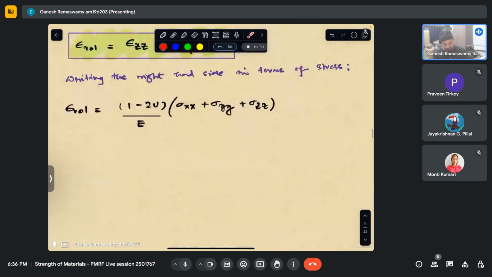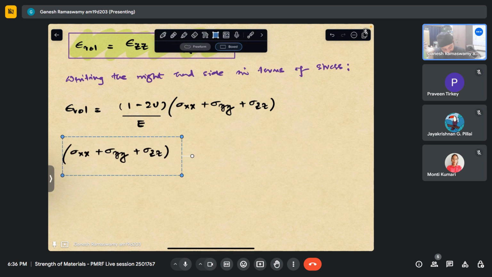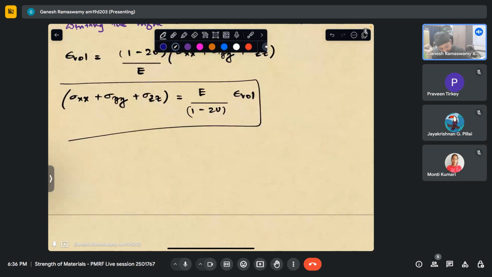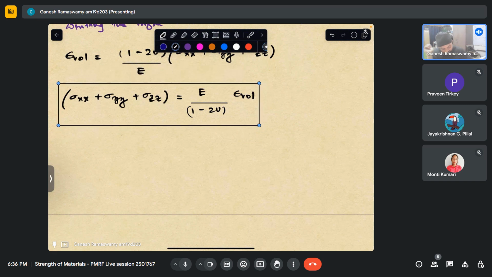So we can see it is nothing but a stress strain relation. It is just the inverse of that. So in fact, if I were to take it like this, the sum of the stresses happens to be E upon 1 minus 2 mu into volumetric strain. So this is my stress strain relation in a general case which is subjected to only normal stresses.